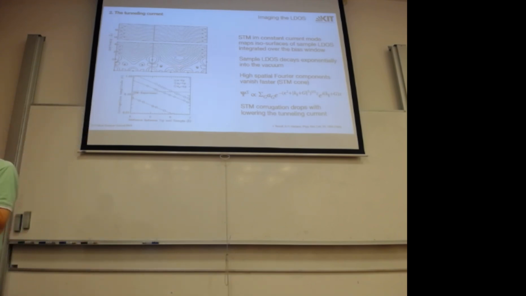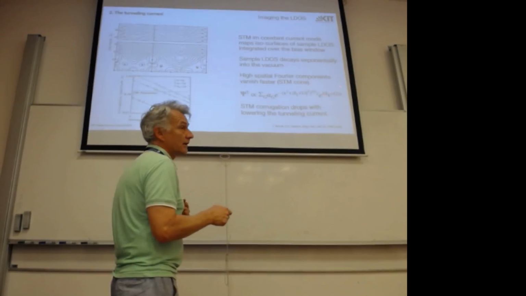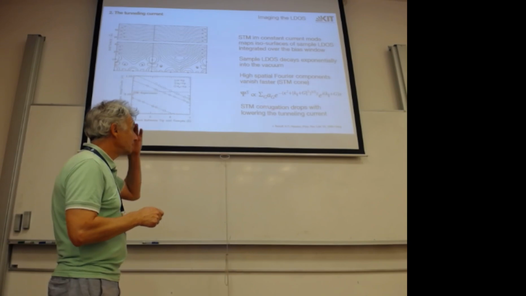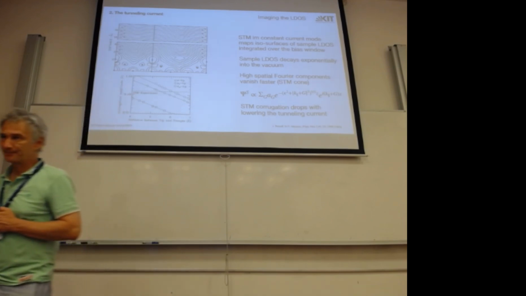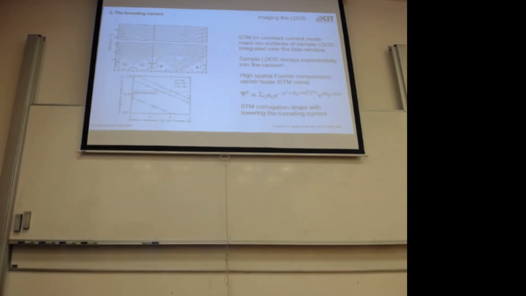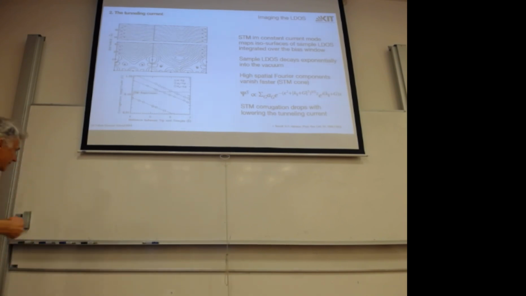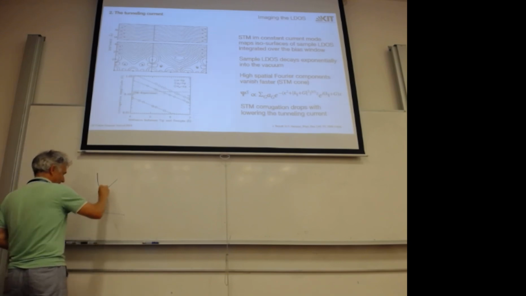So our k perpendicular is not a good quantum number anymore. We have to integrate over it. And we only keep k parallel in this description. And then it exponentially decays in the vacuum, but it exponentially decays as a function of k parallel. So the higher the k parallel, I mean, k parallel is the sideways momentum. So this is k parallel equals 0.